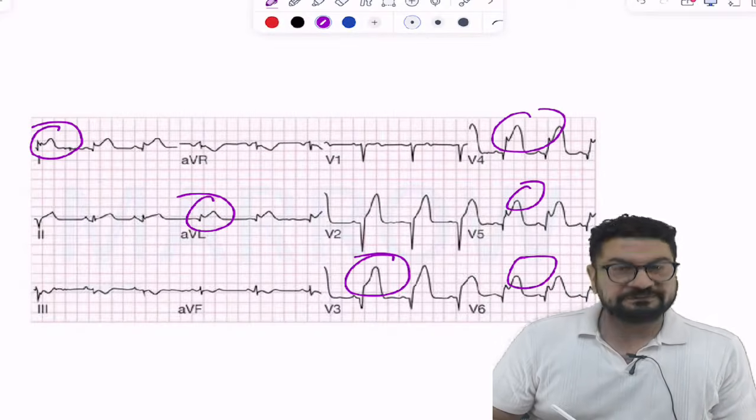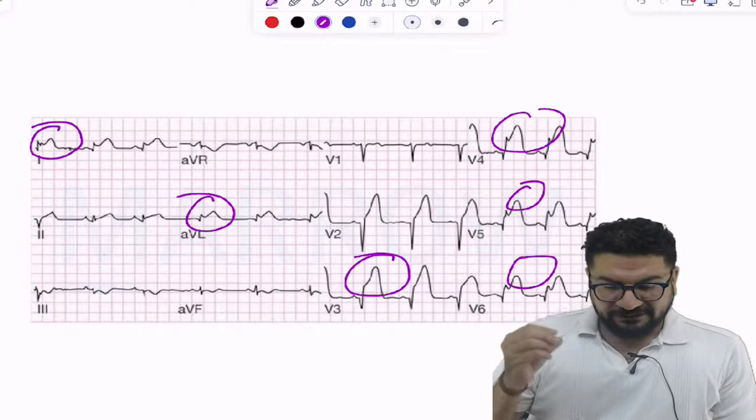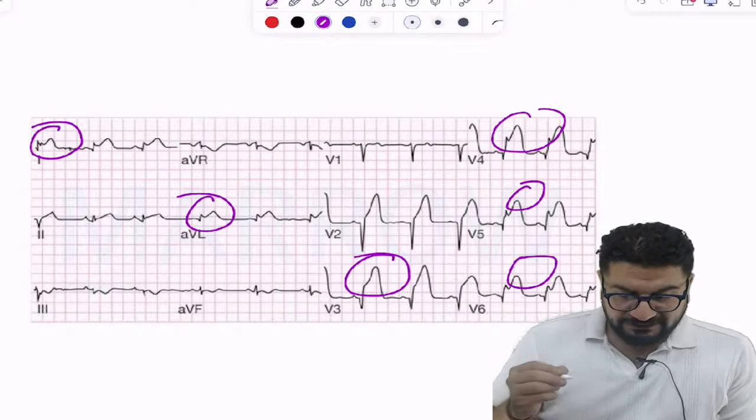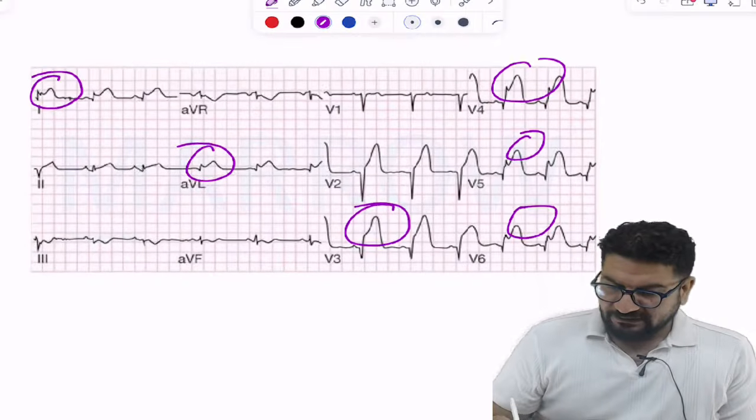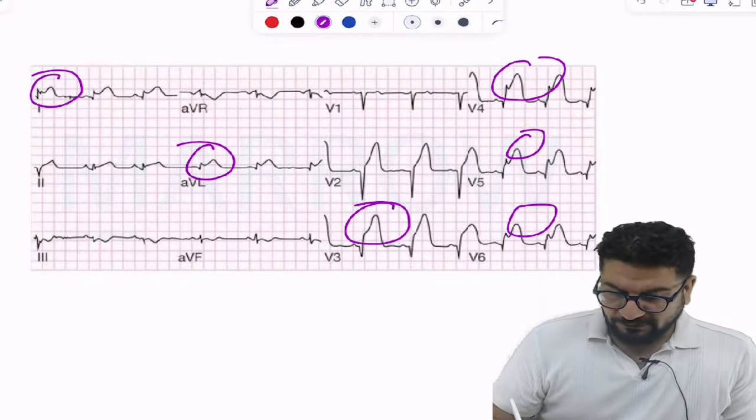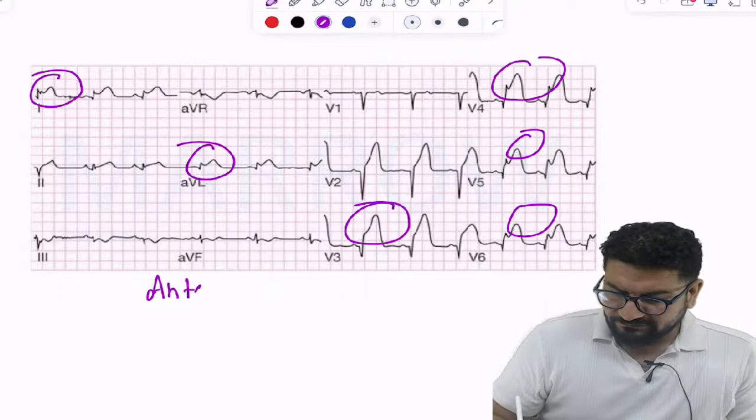So what do we call this? So anterior तो involvement हो गया. Anterior तो हो ही गया. लेकिन साथ में क्या? What you can see? V6 भी हो रहा है. So it's called anterolateral MI.